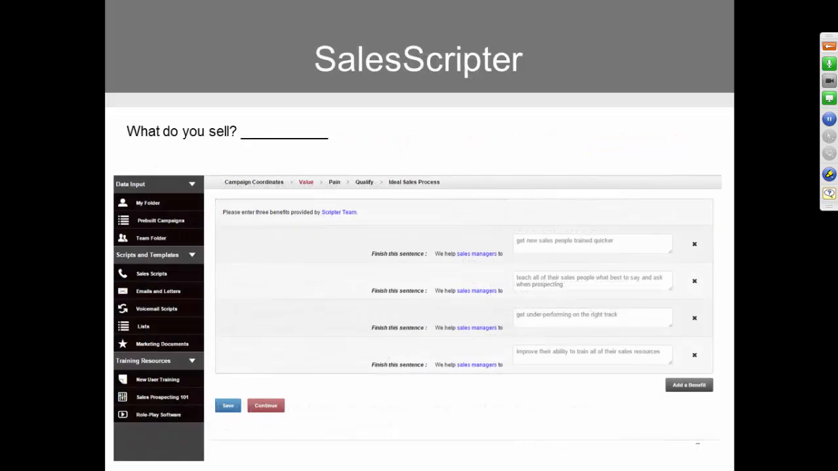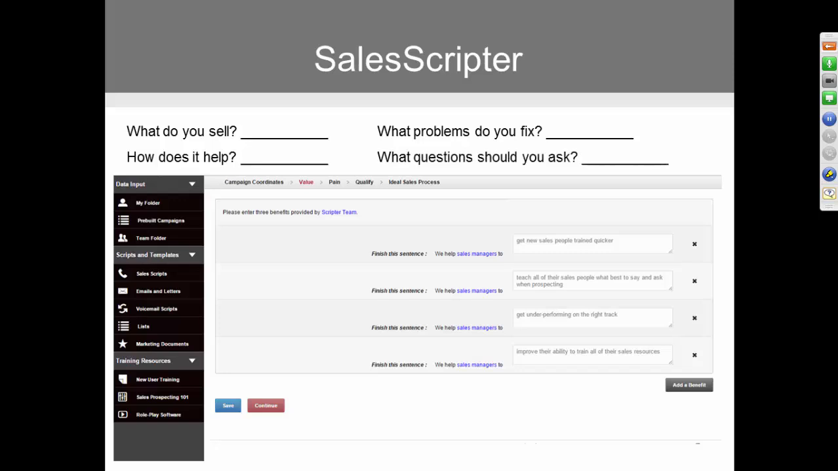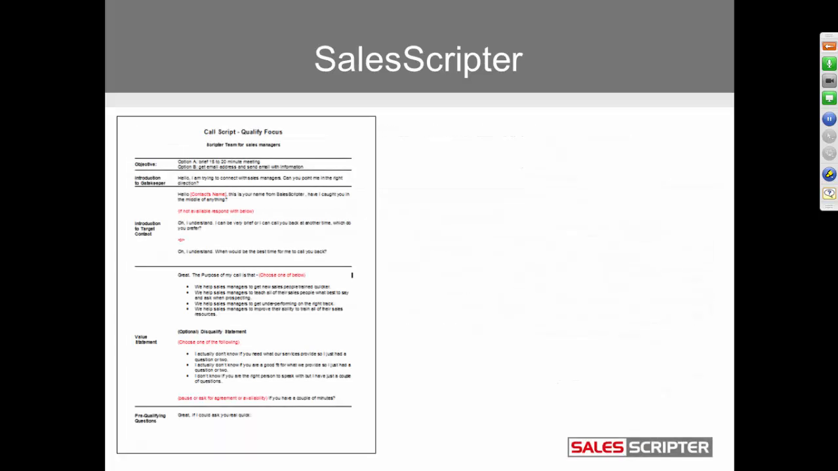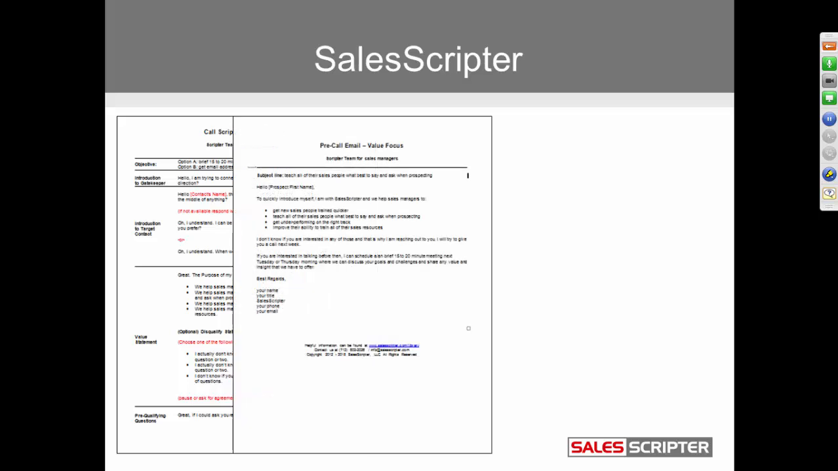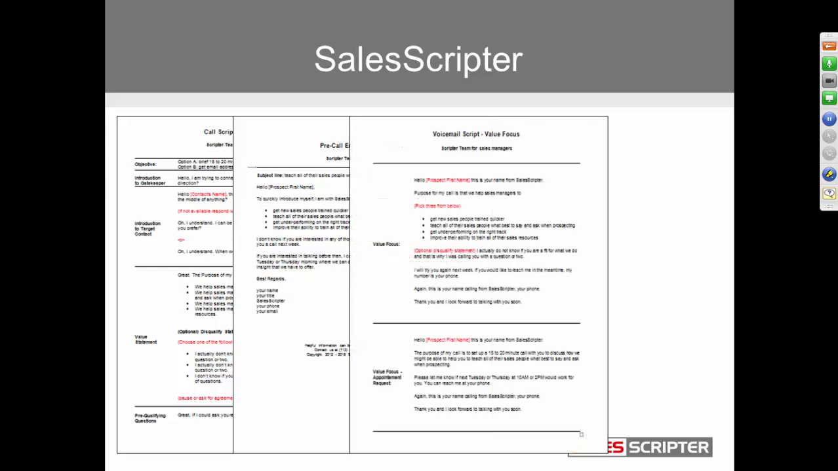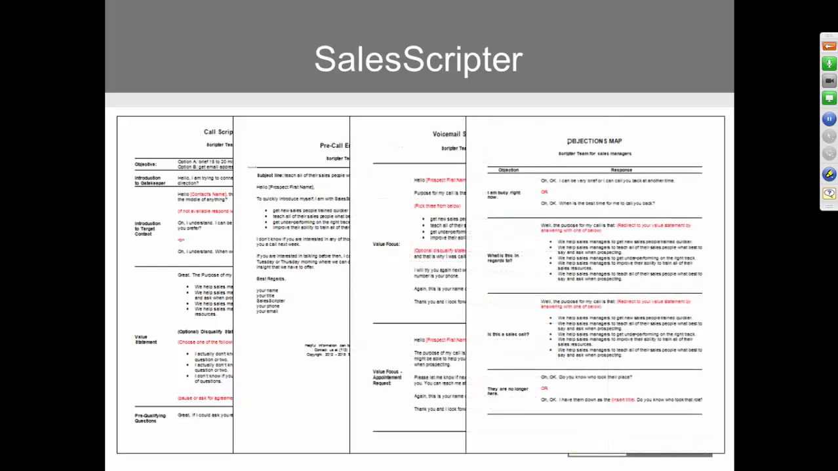Getting to the software of SalesScripter, the software basically interviews you to set up. It's a library of sales tools, but those sales tools become tailored to your environment when you enter some information about what you sell, the benefits that it offers, what problems you help to fix, and what questions you should ask to see if those problems exist. When you answer those questions, your answers are then used to immediately create cold call scripts, sales prospecting emails, voicemail scripts, and an objections map.